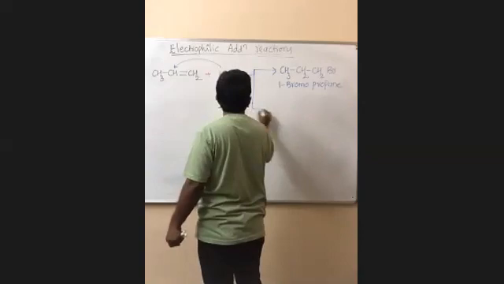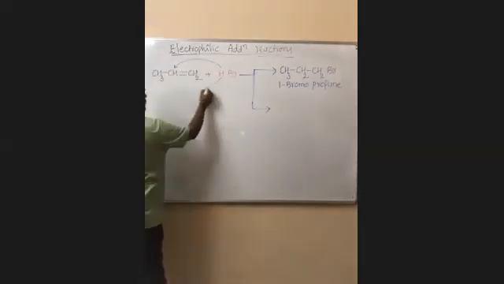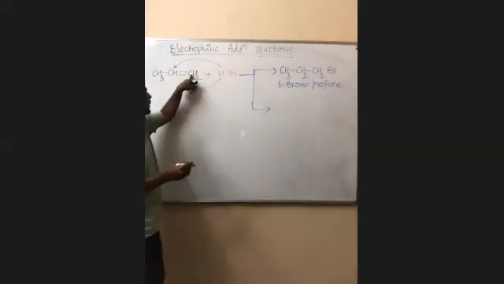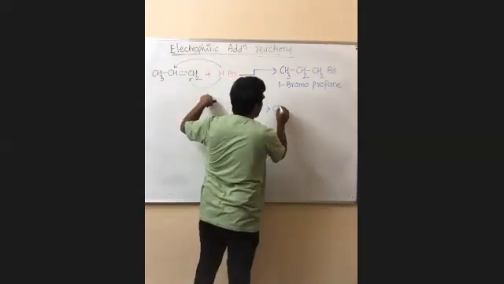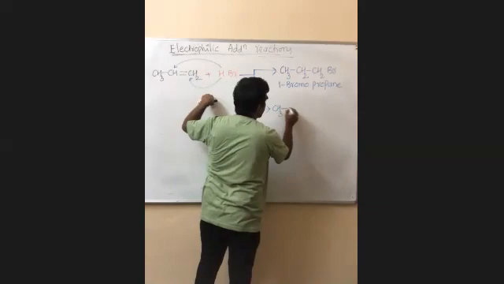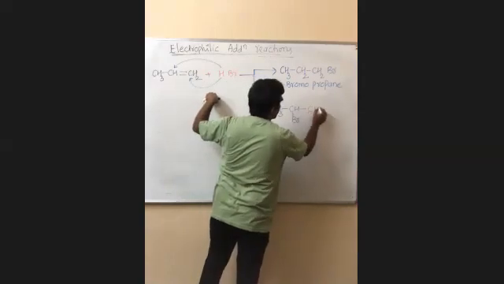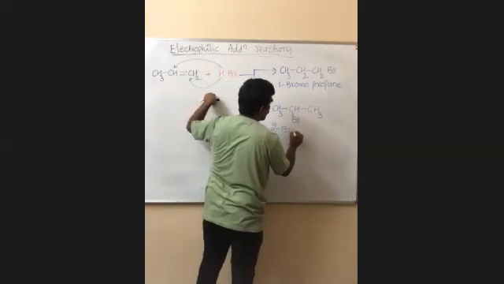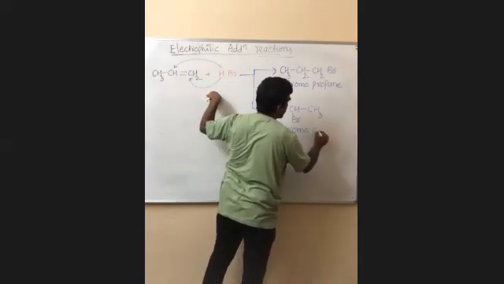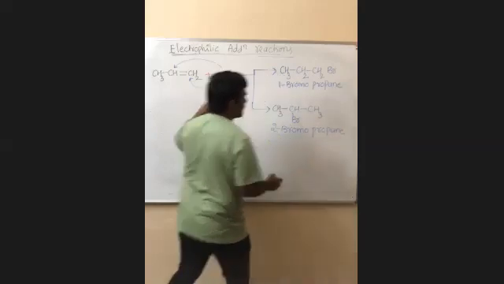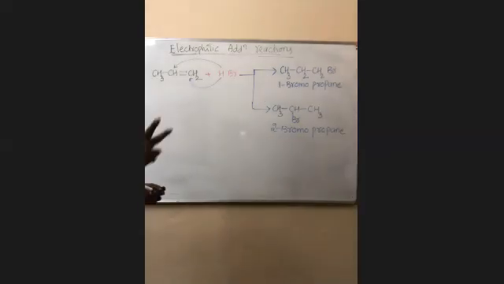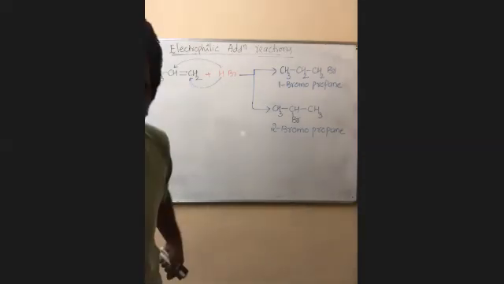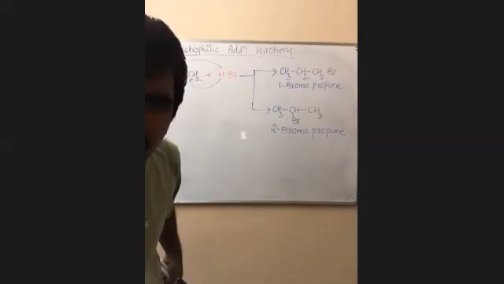Now let us write the other one. If H is added to the last one, what is the product? Br will add to the middle one. CH3, CH, Br, CH3. Correct. This is called 2-bromo-propane. So which one is correct? That is the question. You are getting two products. One is 1-bromo-propane. Another one is 2-bromo-propane. So which one is correct and which one is more stable?